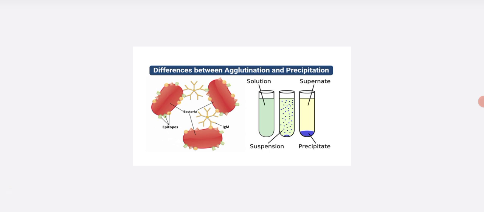This is the image which shows the difference between agglutination and precipitation reactions. In the first case, the antibody binds to the surface of the antigen on the bacteria. In the second example, for precipitation, the suspension contains the precipitate formed due to the formation of antigen antibody complexes at the bottom.